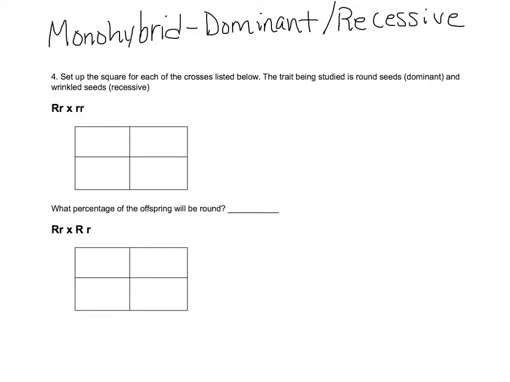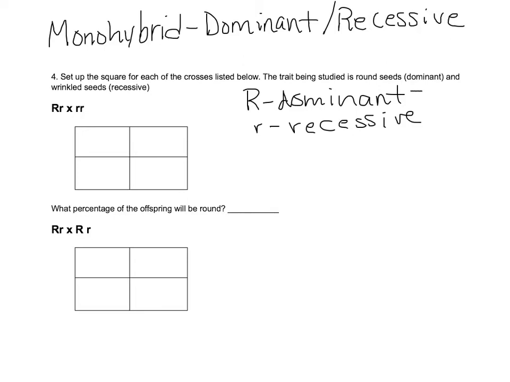This is a video for dominant and recessive crosses. Anytime you see a capital letter, that represents the dominant trait, and the lowercase letter represents the recessive trait. The dominant trait is always going to mask or cover the expression of the recessive trait.